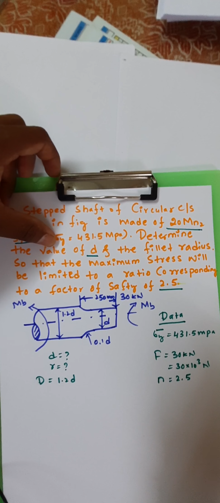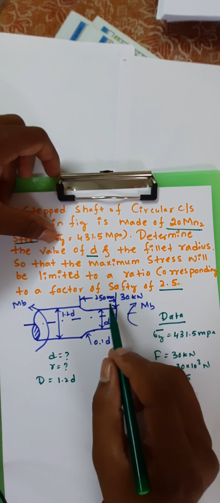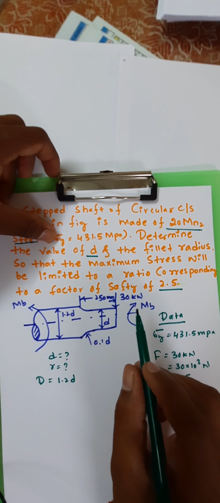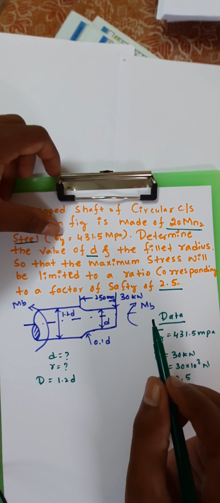This is the given problem. Apart from that, we have the 30 kilonewton load, which is acting at a distance of 250 mm. We will call it small l, which is 250 mm.